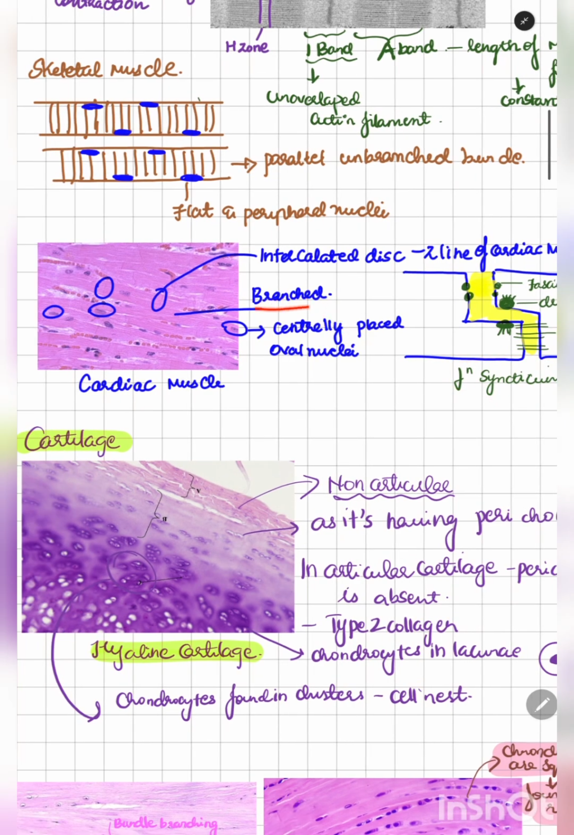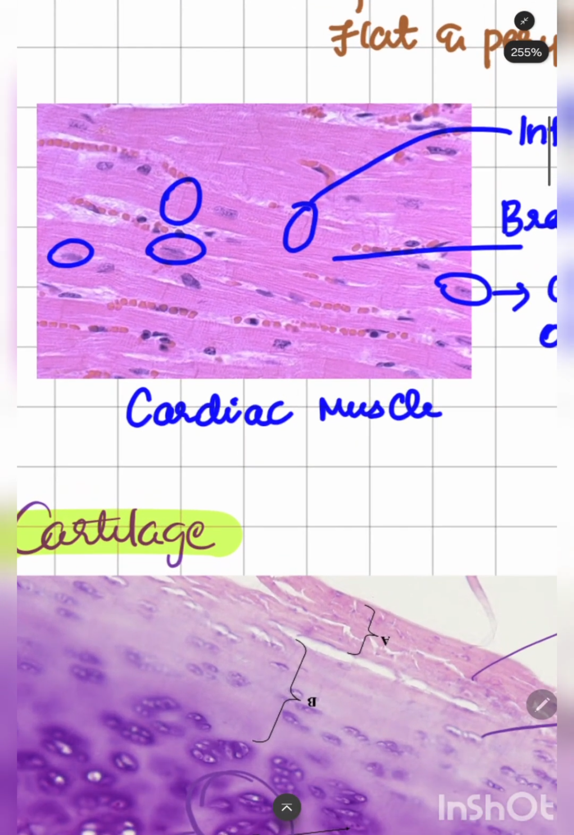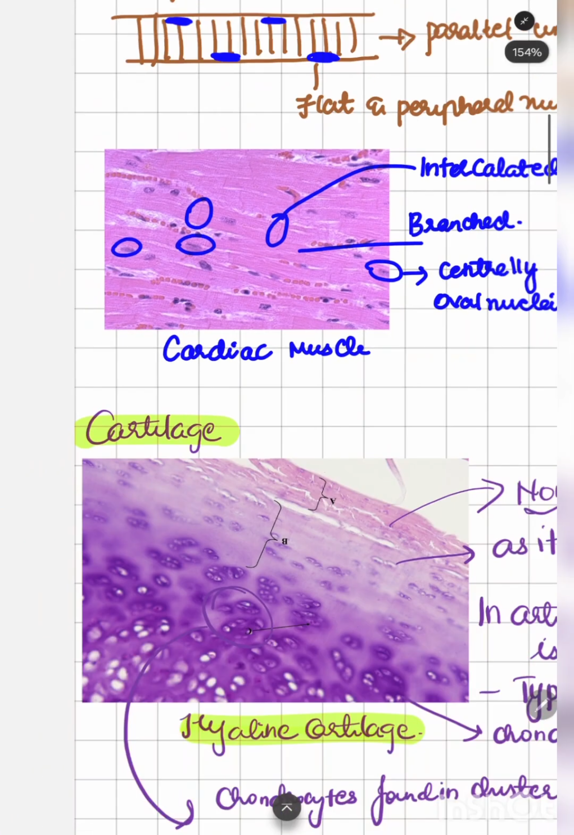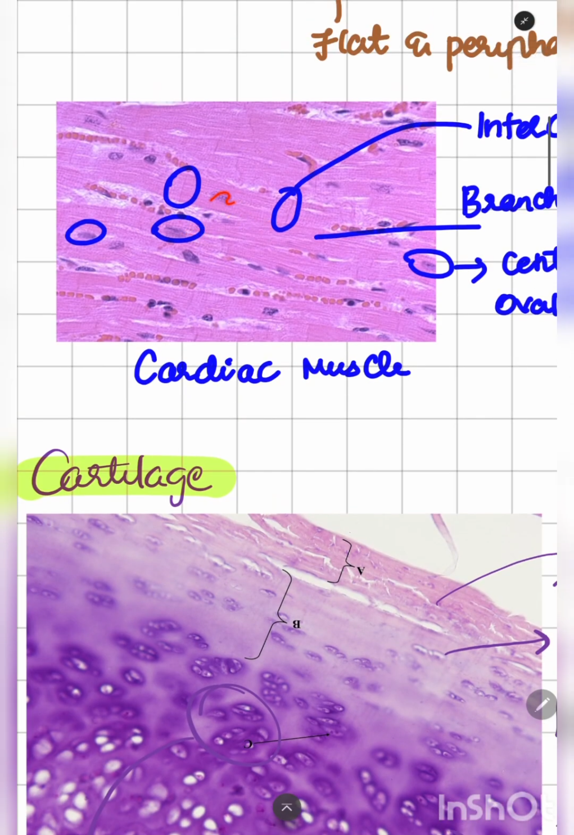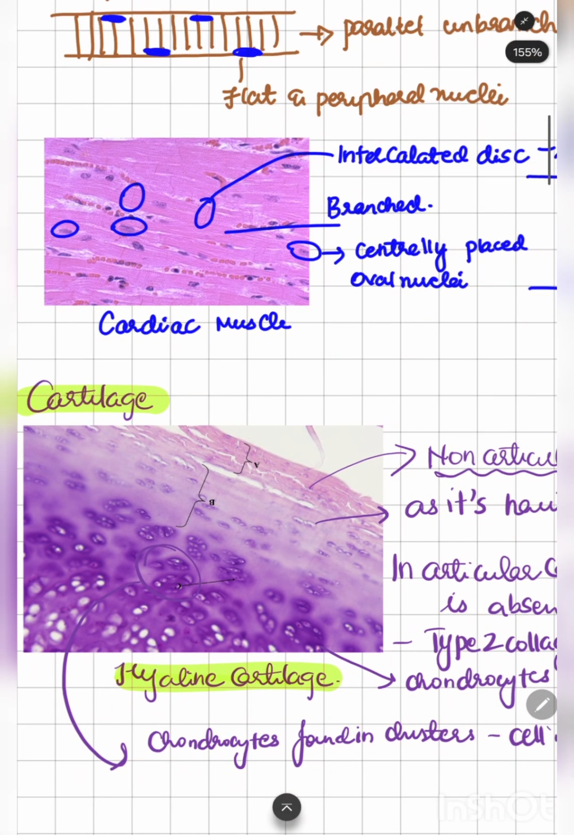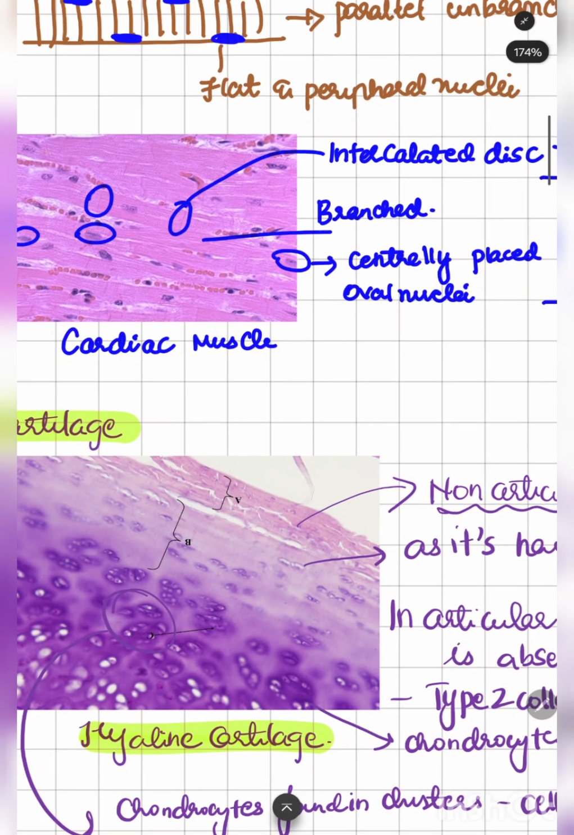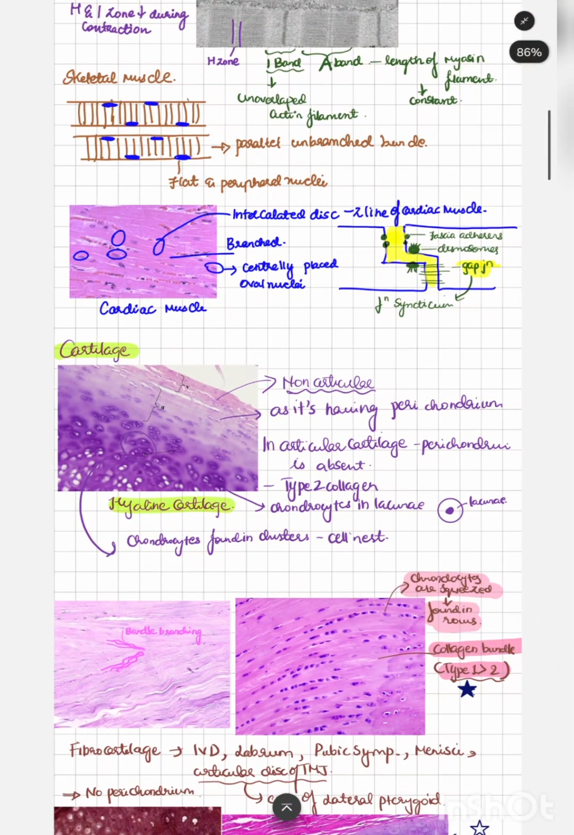Also, the second point is they are branched, right? I'll just show it here. You can see some of the branching here, right? The cardiac muscles are branched, and the nucleus is centrally placed, in the center, oval in shape, right? These are the features of cardiac muscle. The most important thing you should remember is the intercalated disc, right?